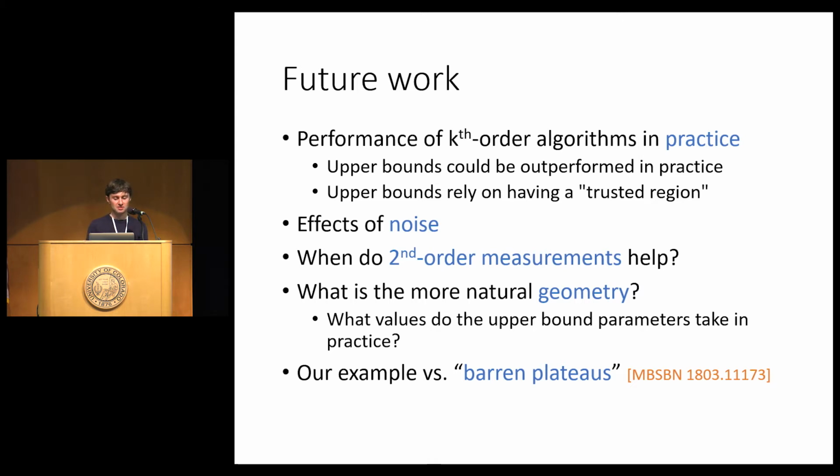Also, second order measurements didn't improve our example at all, but more generally they might. So that's another interesting question. Also, we had these different bounds that performed better in some geometry versus another geometry, so it would be interesting to understand what geometry is more natural for these variational algorithms in practice. And relatedly, in this table of parameters for the upper bounds, what sort of values do these parameters take on in practice?